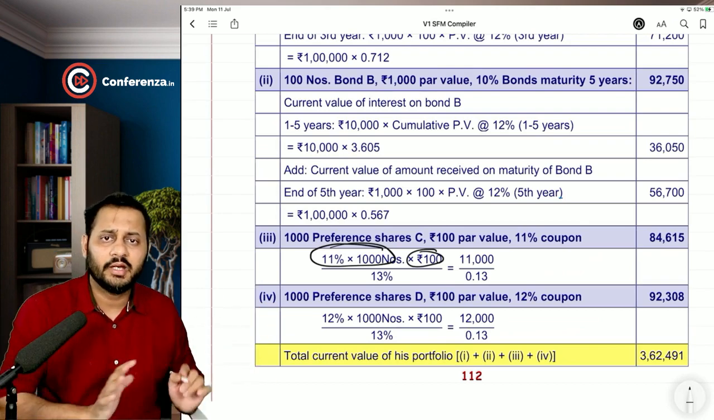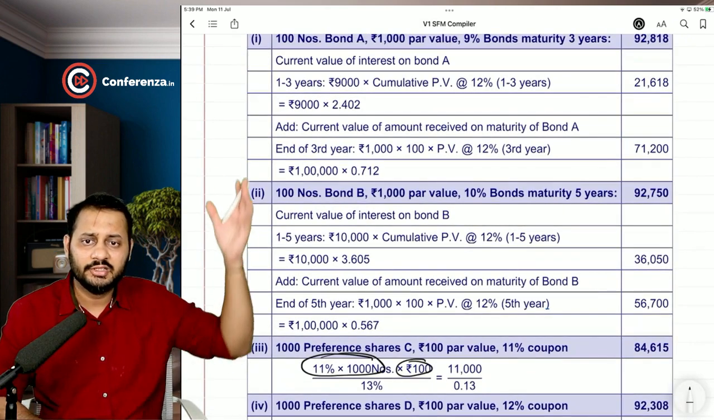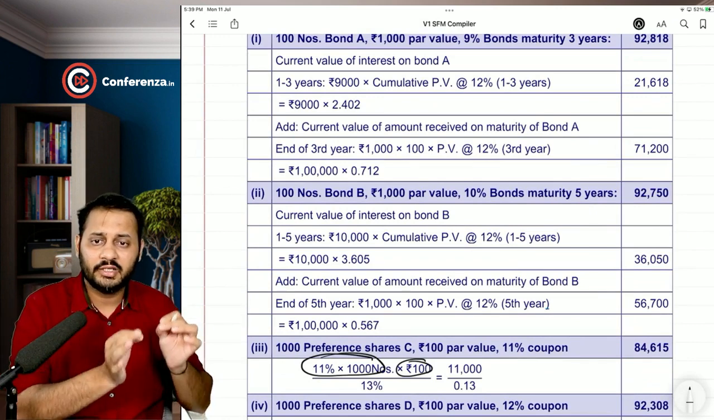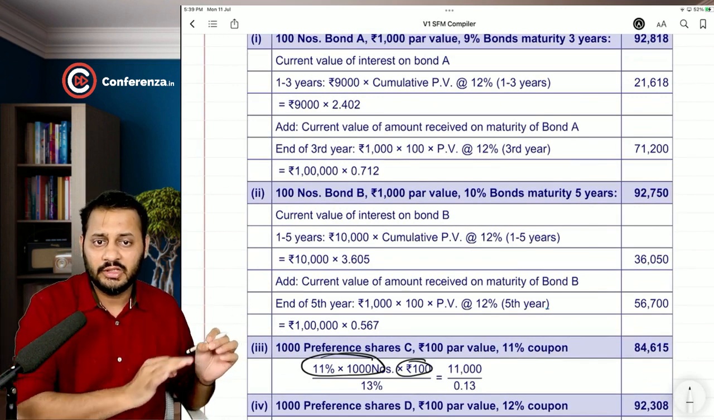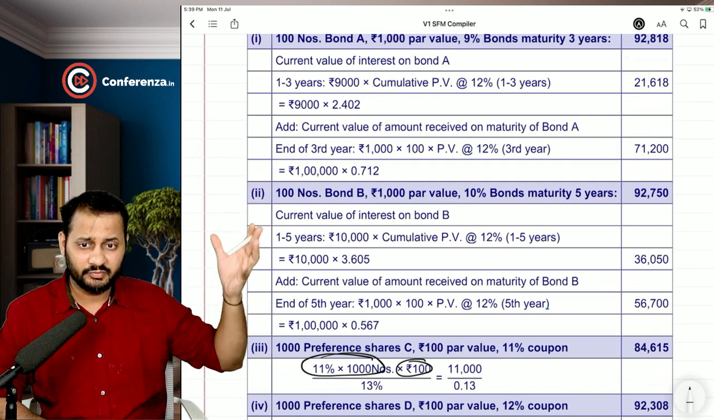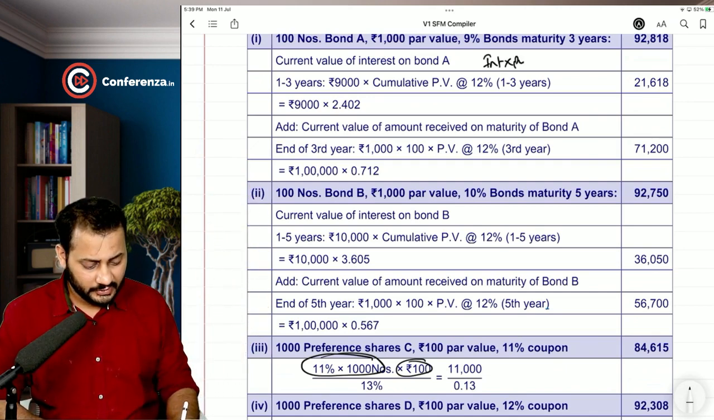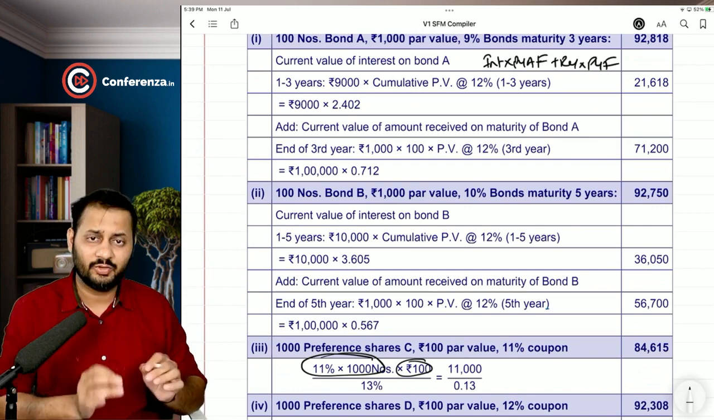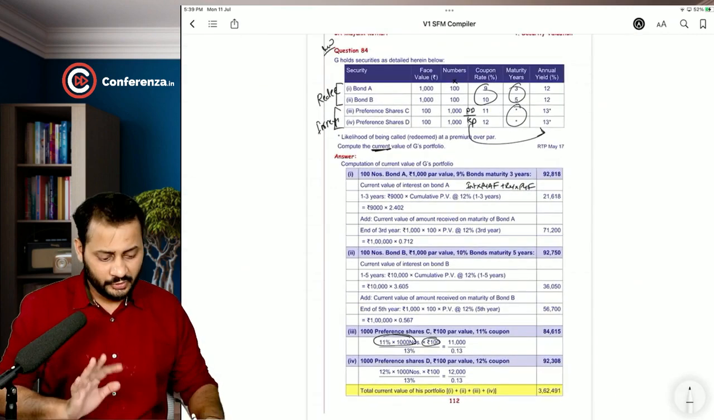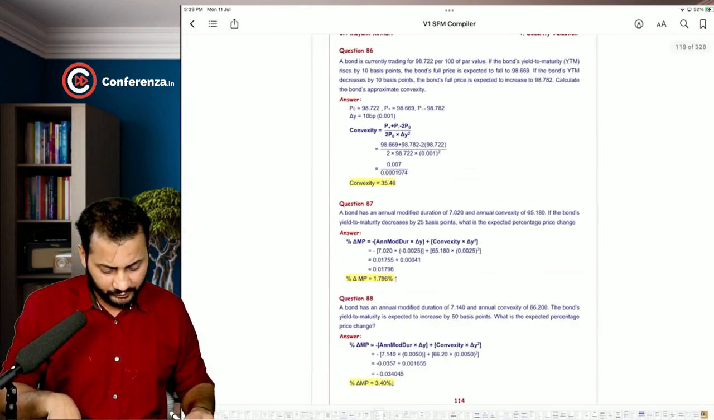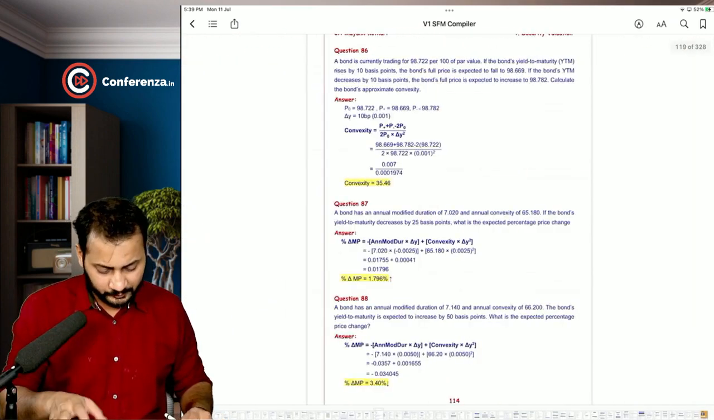At the end you multiply it by 1000 number, and in these two parts it's very simple: present value of interest and redemption value. You don't have to show so much of the things here. Just write down interest into present value annuity factor plus redemption value into present value factor. Calculate for both and you will get the total. So I'm leaving this question 84, 85 to you. 85 is also the same.